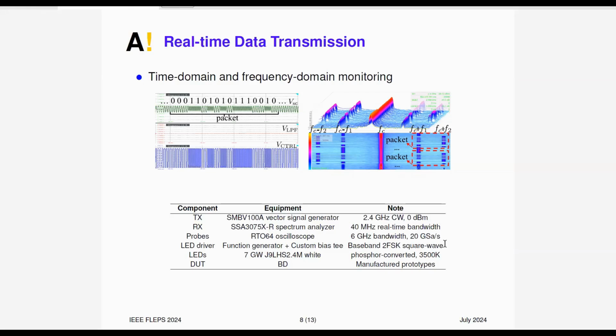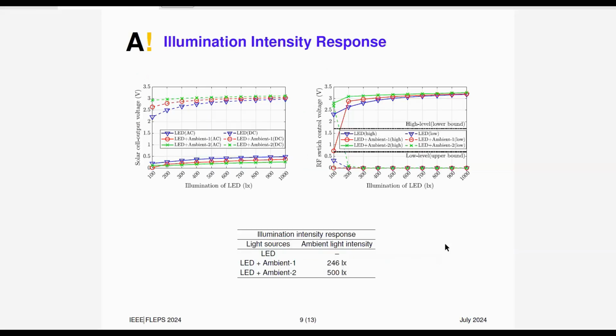And then we have Fc plus and minus F1 and F2, that are the two frequency components of the 2FSK signal, where we see the packet also in the received signal, and it's different in the time domain, in the different time slots. So here we do the characterization of the illumination intensity response.